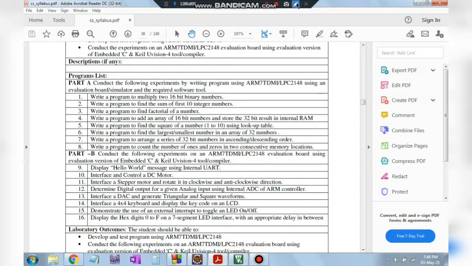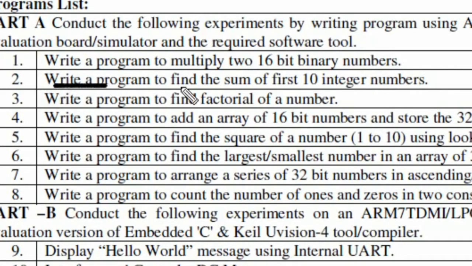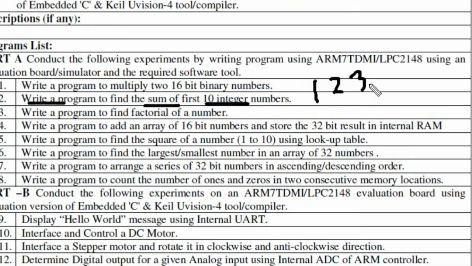Our second program is to find the sum of first 10 integers. That means 1 plus 2 plus 3 till 10. Till 10 we have to find the sum. Let's see how to do that.